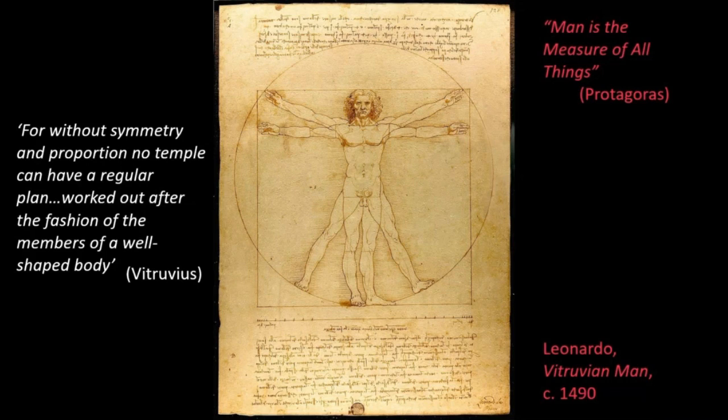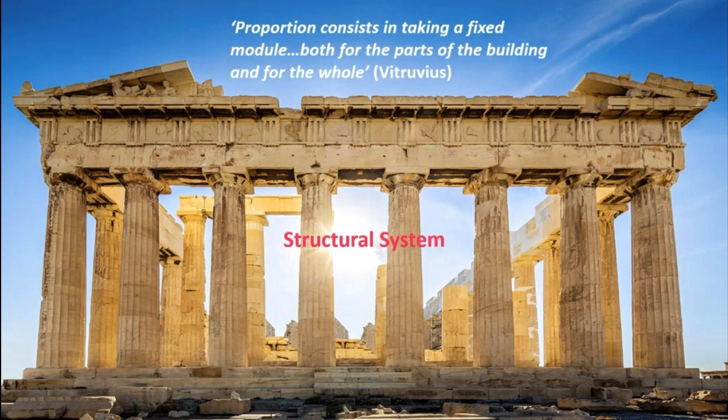See, he was a Roman architect working in the spirit of classical Greek philosophers like Protagoras. Renaissance scholars and artists such as Leonardo da Vinci were inspired by the humanistic model of architecture and art, the notion of man as the basis for harmony and symmetry. According to Vitruvius, proportion consists in taking a fixed module both for the parts of the building and for the whole. It's a structural system that he was writing down. And the width of the diameter of a column, such as these, dictated the proportions of the overall structure.